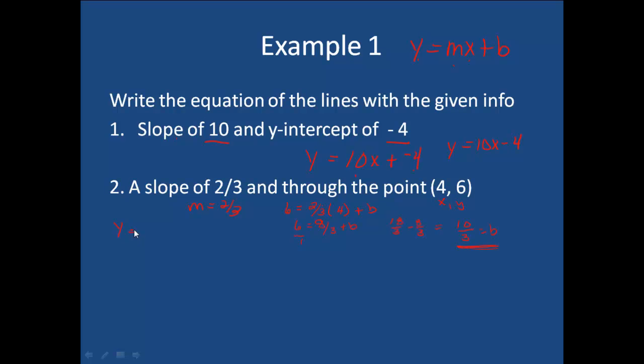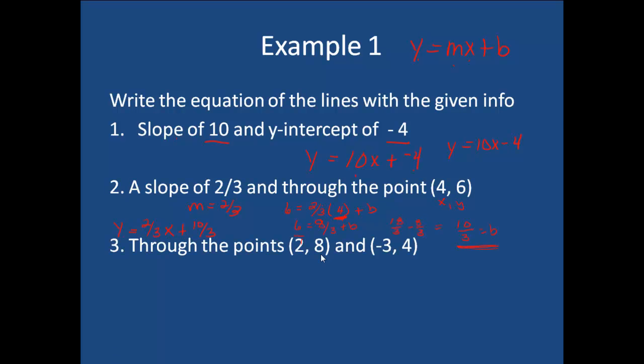So I'm going to have y equals, my m was 2/3, x stays x. Even though right here we temporarily changed x to 4, the only reason we did that was because we didn't have b. We had to solve it for b. So x goes back to an x. Same thing with the y. We temporarily had it as 6, but now it goes back to a y. And then I put my b in there. And I have my equation of my line.